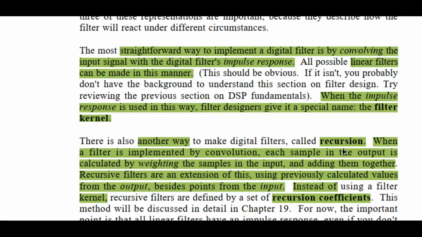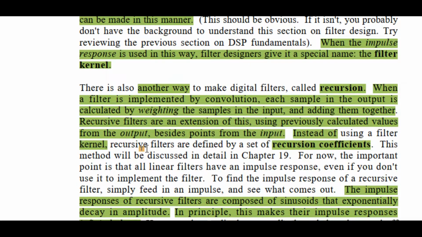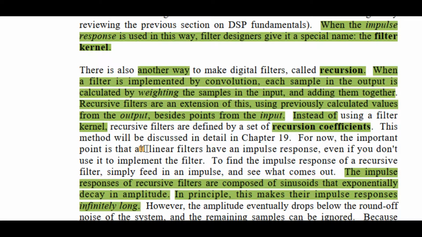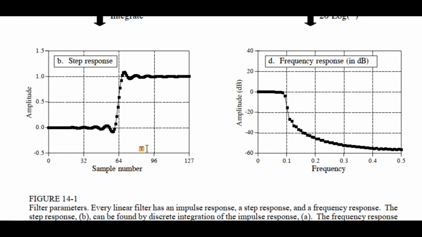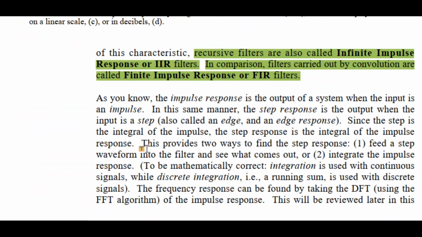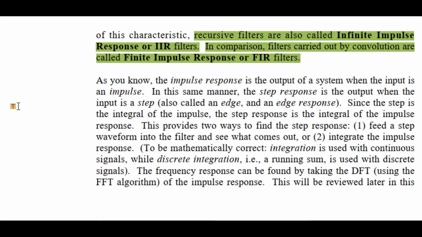There is another way to implement a digital filter. This is called recursion. When a filter is implemented by convolution, each sample in the output is calculated by weighting the samples in the input and then adding them together. Recursive filters are an extension of this, using previously calculated values from the output, besides points from the input. Recursive filters are also called infinite impulse response (IIR) filters, while in comparison, filters carried out by convolution are finite impulse response (FIR) filters.